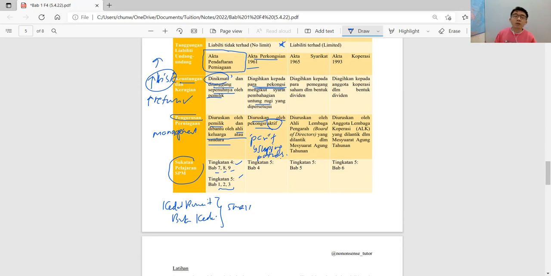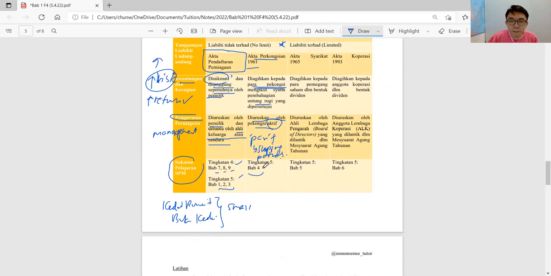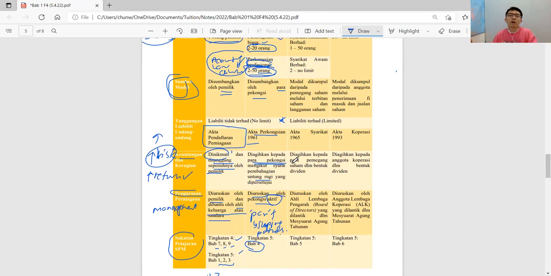And then sometimes they come in the office and then chat with the people, chat with clients for a while, and then they will leave. They will go home early, something like that. They don't run the business. All the profit will be handled by me. Diuruskan oleh perkongsi aktif. All right, and if you want to learn more about this, we'll be learning this in Tingkatan 5, Bab 4. All right, so still have a long way.